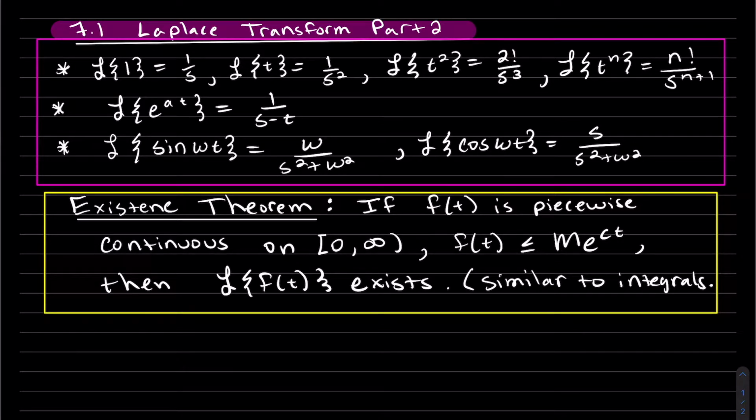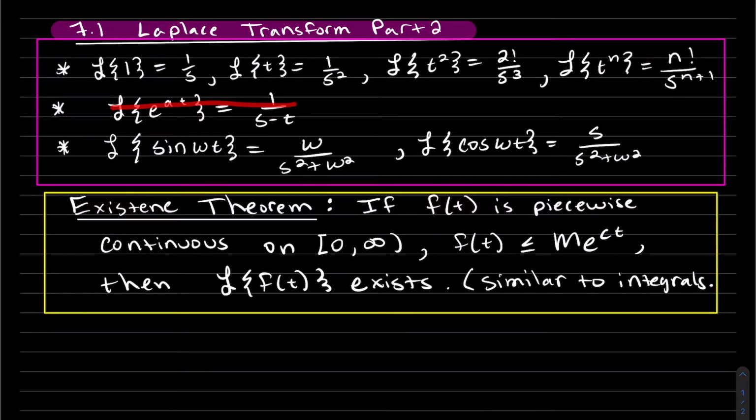Okay, so 7.1, the second part of this section. We have all of the ones we've derived so far in part 1. The Laplace of a constant is 1 over s. The Laplace of t is 1 over s squared. And again, this is supposed to be 0 factorial, 1 factorial, 2 factorial. It does fit the pattern.